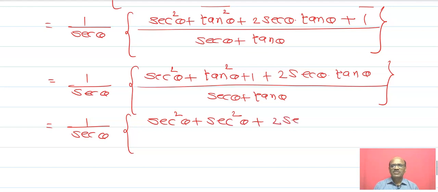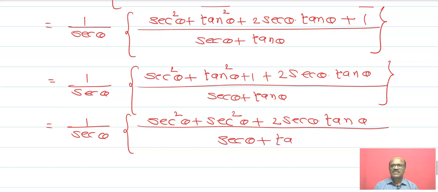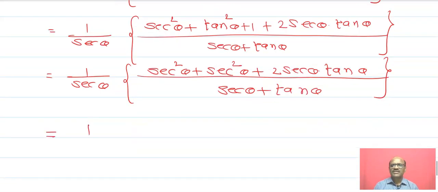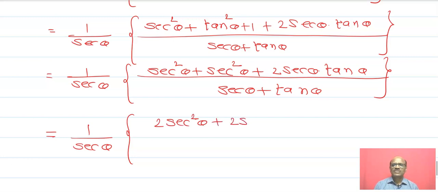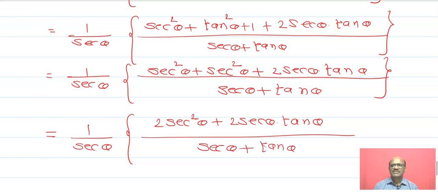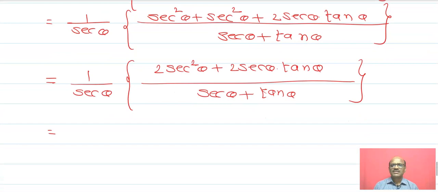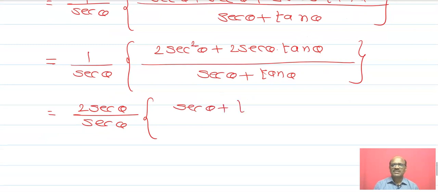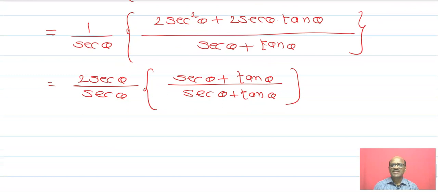Now we will simplify this: 1 upon sec theta, sec square theta plus sec square theta and 2 sec theta into tan theta, that is you will get 1 upon sec theta (2 sec square theta plus 2 sec theta into tan theta), sec theta plus tan theta, and then 1 upon. We will take 2 sec theta as common, 2 sec theta (sec theta plus tan theta) upon sec theta plus tan theta. Now these two terms get cancelled. The numerator and denominator have sec theta plus tan theta.